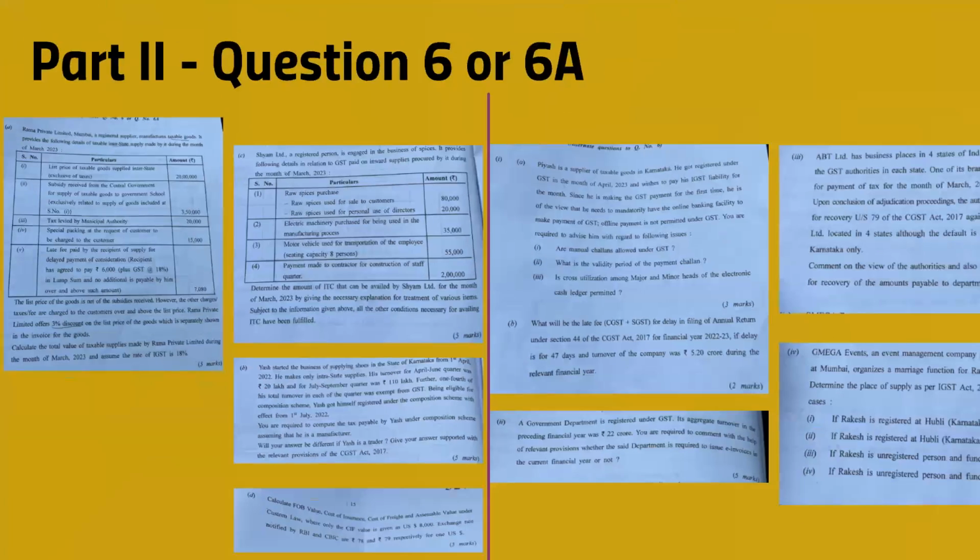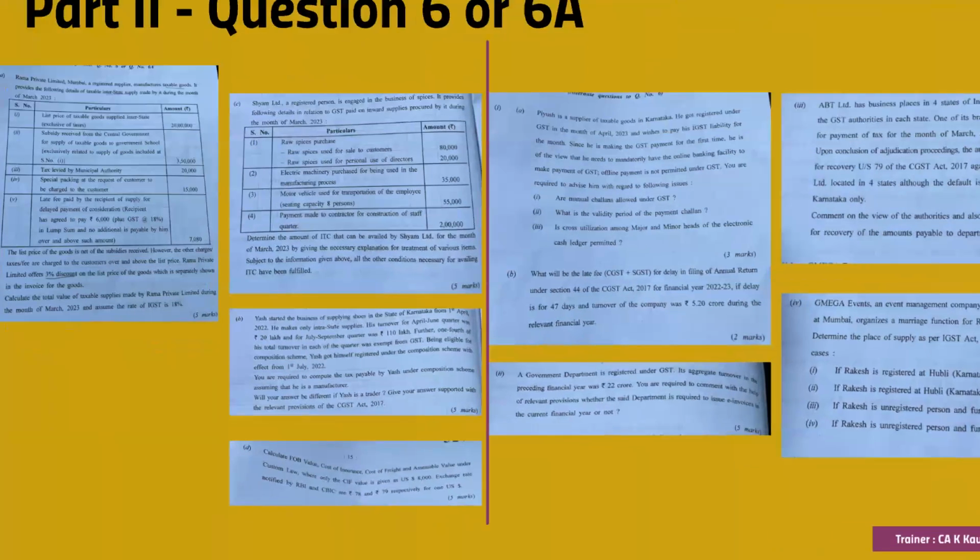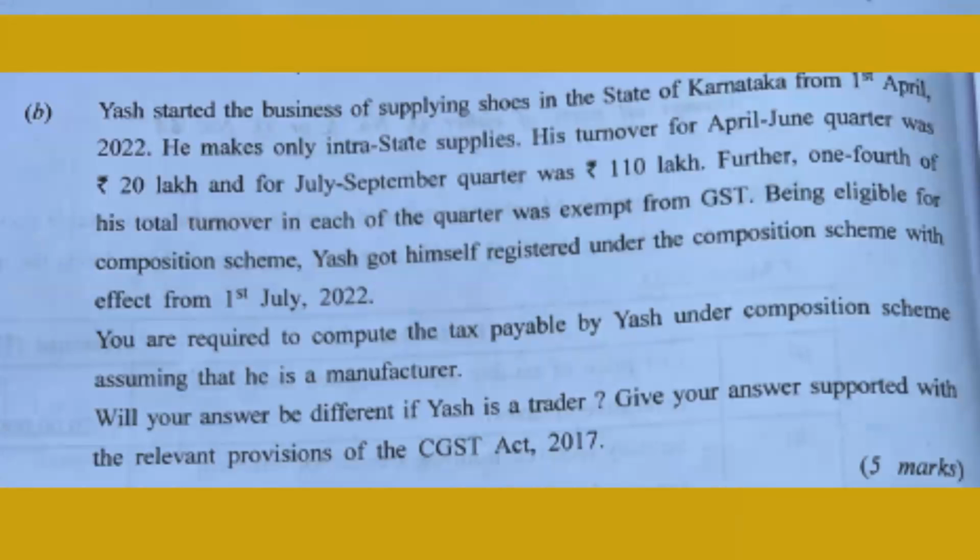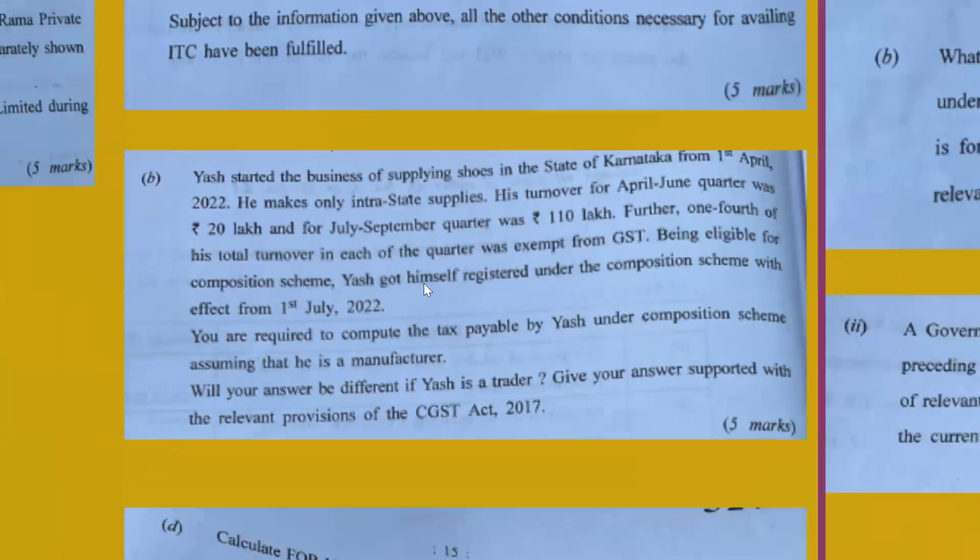Then comes the question on the composition scheme. What is the applicability of the composition scheme and how the composition provision applicability needs to be checked. So will your answer be different if Yash is a trader? The composition scheme was specifically applicable for the traders and not for manufacturers. So Yash was a manufacturer. So the answer will come as no, and then if it is a trader, then the main answer will start. So this is where I'm telling you the exclusion is mainly focused, and that is where it is important for us to learn the exclusion.